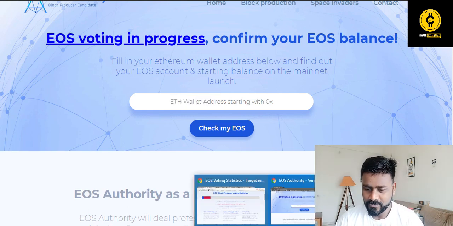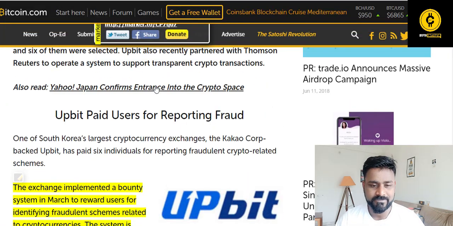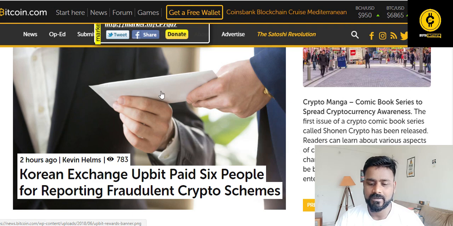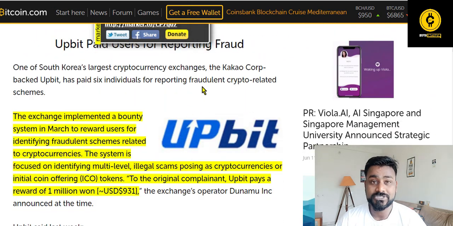So let's go ahead and find out what's in the news today. One of the news items I want to cover is good news, by the way. It's about the Korean exchange Upbit, which, if you remember, came out with a bounty program for anyone who reports a Ponzi or fraudulent scheme. There are too many fraudulent schemes going on in cryptocurrencies. Apparently they have rewarded about 6 people for reporting fraudulent cryptocurrency schemes, which is great. I think more exchanges should be doing this.